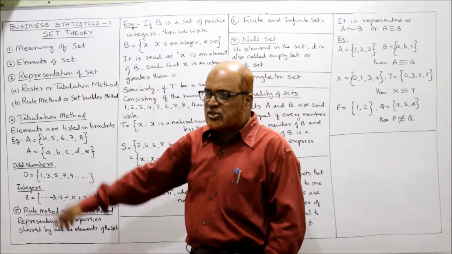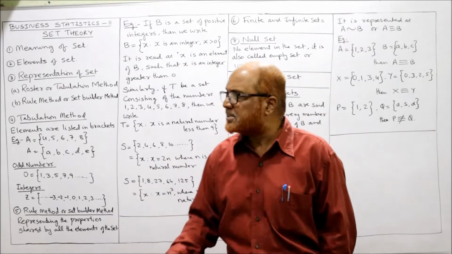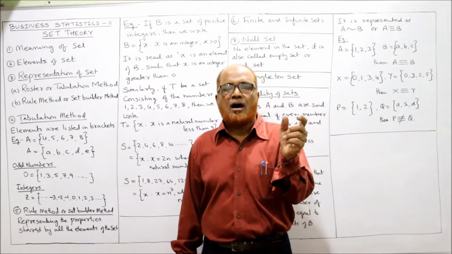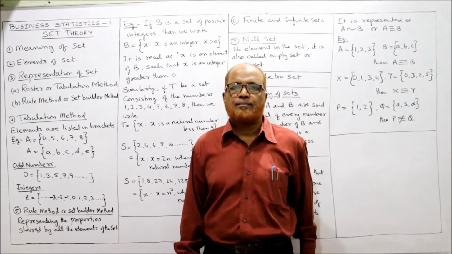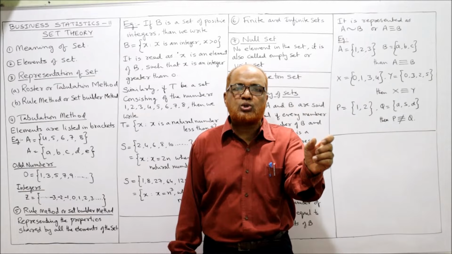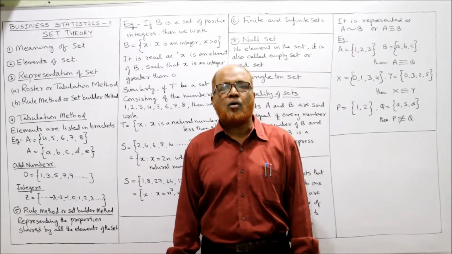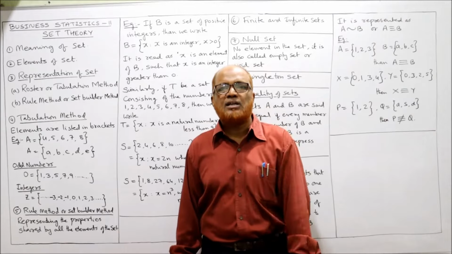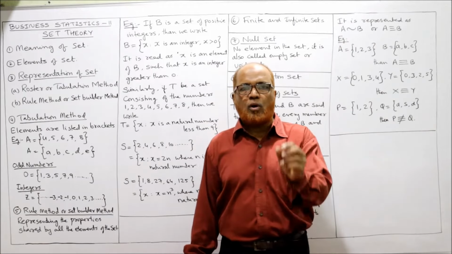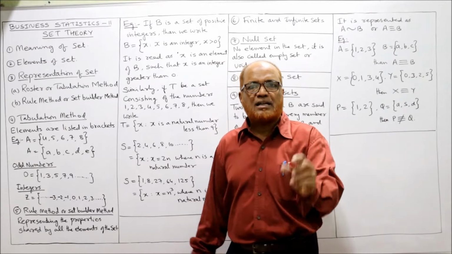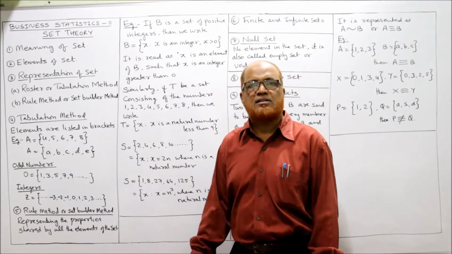Then secondly, elements of set. The objects of the set or members of the set are called elements. The objects which belong to the set are called elements of set. And elements of set will be written in small alphabets. Small a, small b, small c, like that. This is the representation of elements of a set.